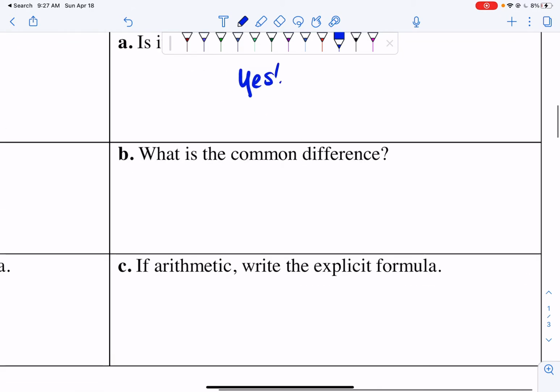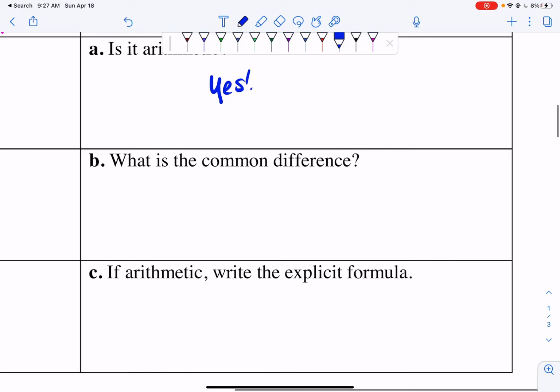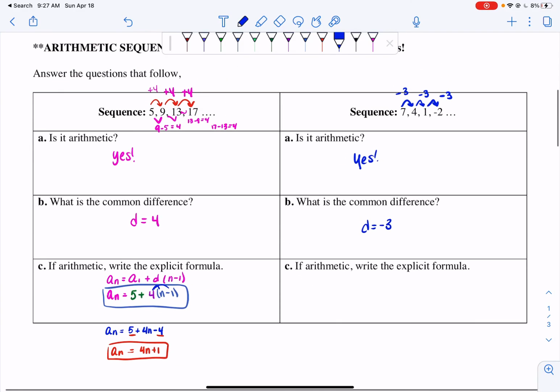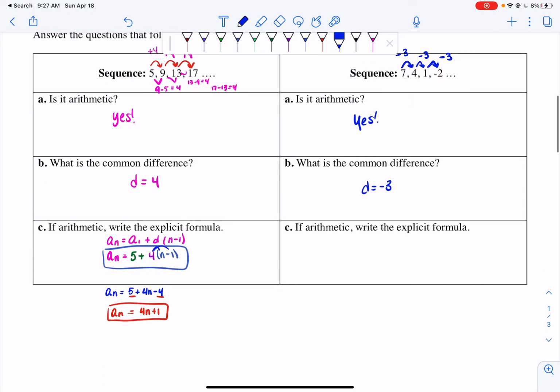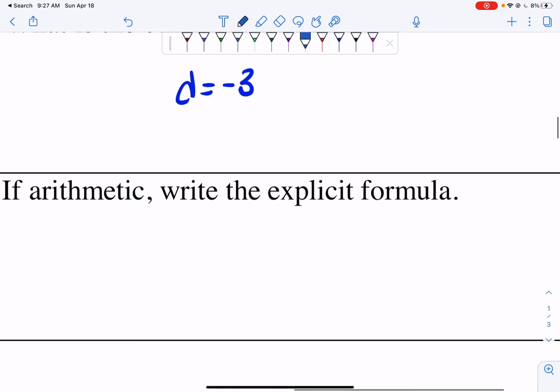And we just found out that our common difference was -3. Now if it's arithmetic, write the explicit formula. So again, we're going to do the exact same procedure we did before, where we rewrite our rule. So a sub n equals a sub 1 plus d times n minus 1. And now we fill in our missing information.